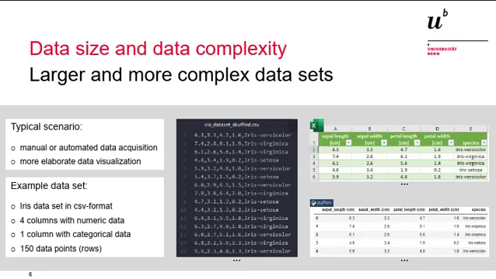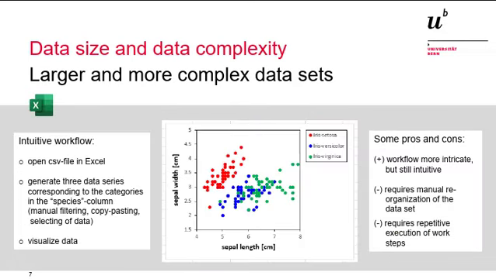You can see in the middle here how the data set would look like in a text editor. And on the right side, you see how it looks like when you open it in Excel or when you open it in Python. Now, if you want to visualize this thing in Excel, then the intuitive workflow would be to open the CSV file in Excel and then to generate 3 data series corresponding to the categories in the species column, which are Iris setosa, versicolor, and virginica.